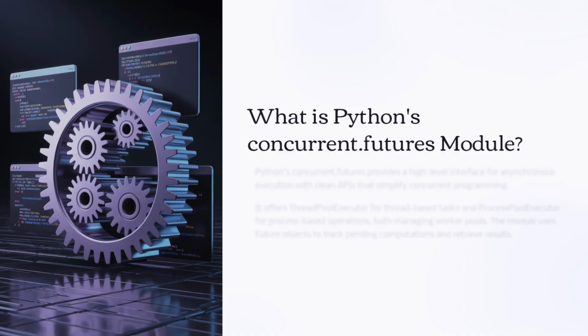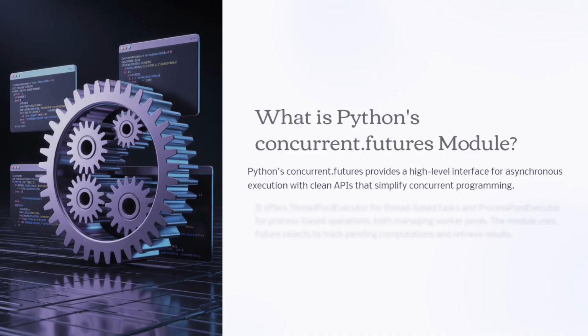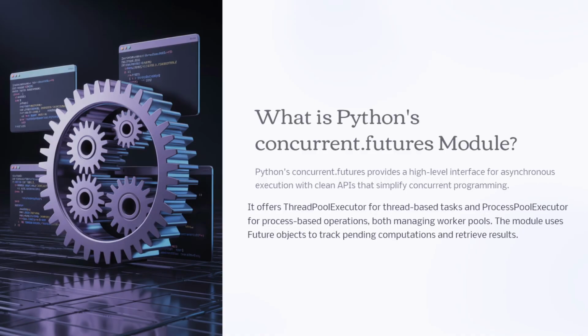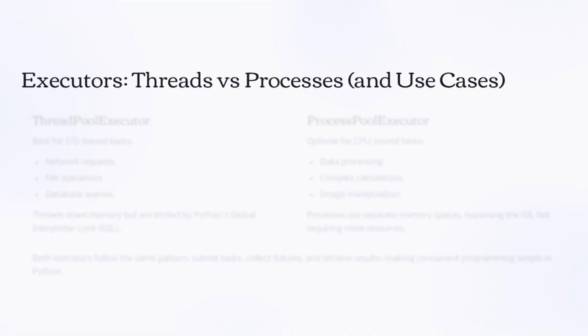In this video, we are going to look at what exactly is Python's concurrent.futures module. So Python's concurrent.futures module provides a high-level interface for asynchronous execution with clean APIs that simplify concurrent programming. It offers a ThreadPoolExecutor for thread-based tasks and then ProcessPoolExecutor for process-based operations. Both manage worker pools, and the module uses Future objects to track pending computation and retrieve results.